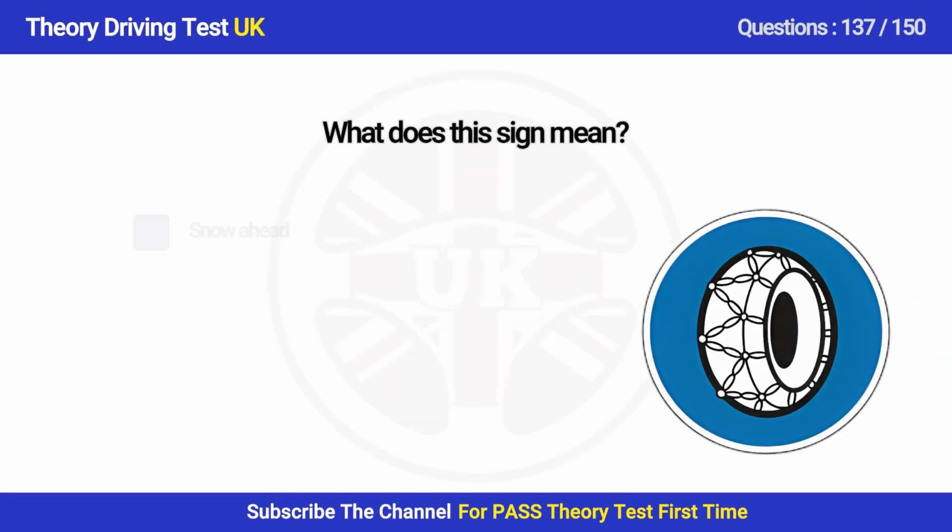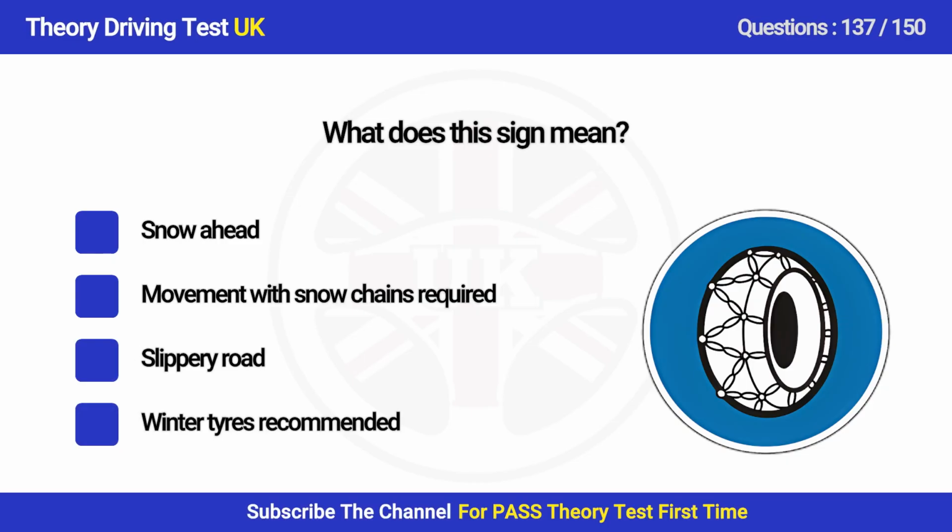Question 137. What does this sign mean? A. Snow ahead, B. Movement with snow chains required, C. Slippery road, D. Winter tires recommended.